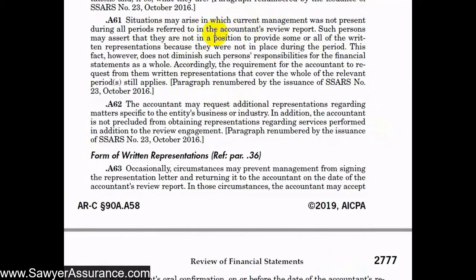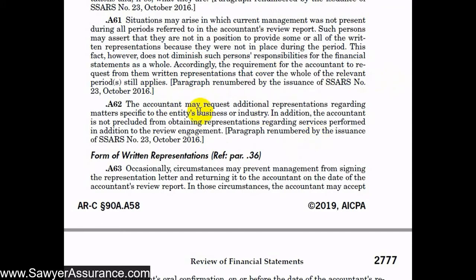And next, we might come across situations where management is new to the company, and they weren't present for part of the time period the representations cover, so they might argue that they shouldn't have to represent those time periods. But as it turns out, this doesn't diminish their responsibilities for the financial statements as a whole, no matter if they came in halfway into the year. They're still responsible for the financial statements over the full period, and so they still need to provide those written representations and sign that representation letter.